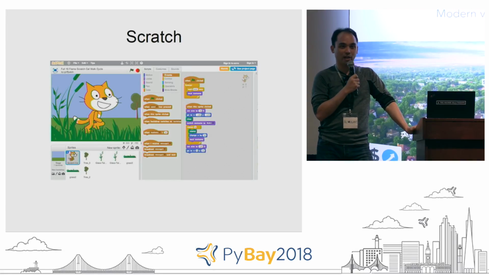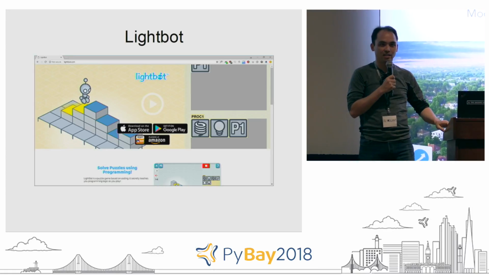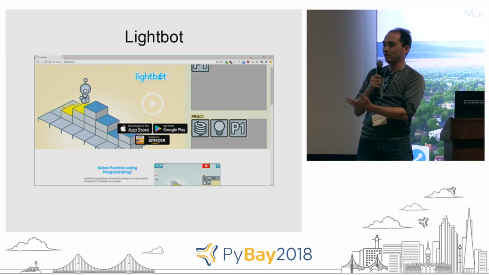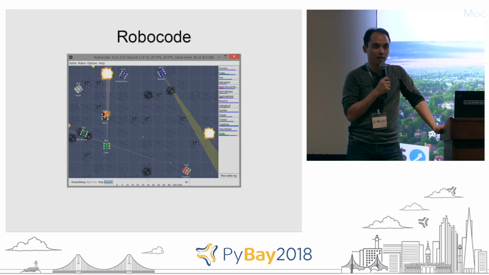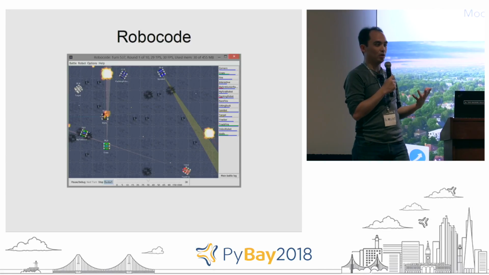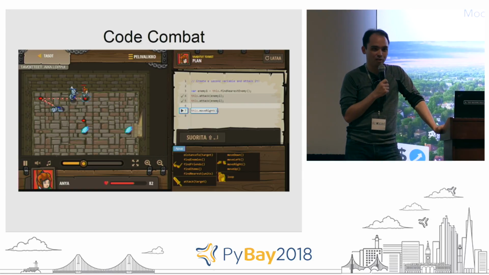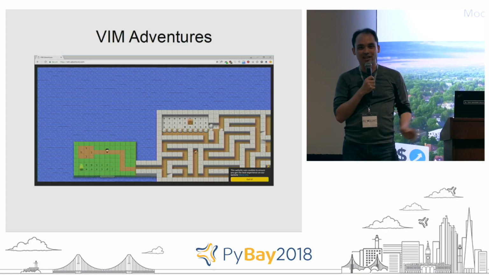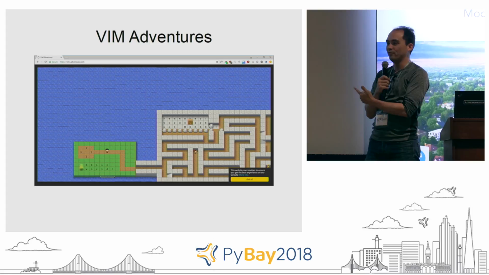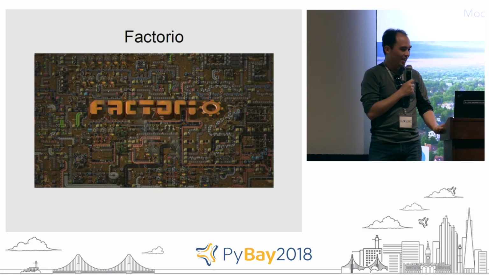Let's go through some of these. Scratch, you have sprites on a 2D screen that you're programming. Lightbot is an old school Flash game where you program the path for this robot to solve puzzles. Robocode, you have a 2D world, and you write Java code that controls autonomous tanks that shoot each other. Code Combat, pretty much the same thing, except instead of tanks, you have wizards and warriors. Vim Adventures, this doesn't teach programming. It teaches you how to use the Vim text editor, but it is still very much a 2D grid world.